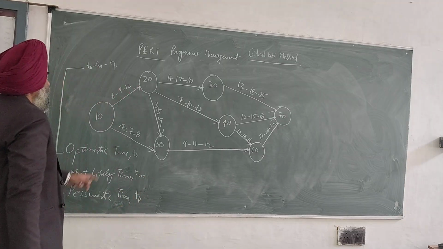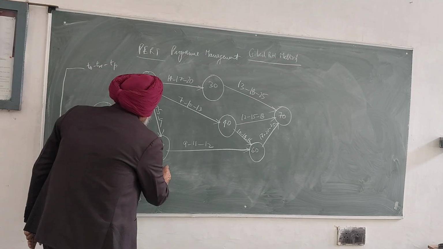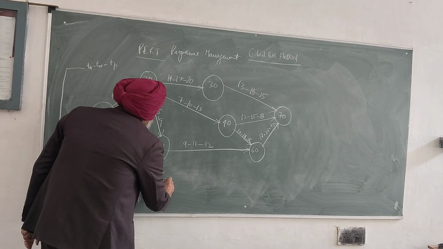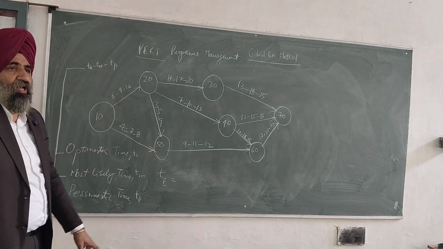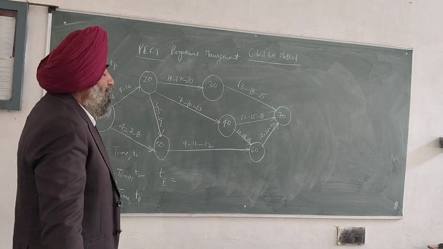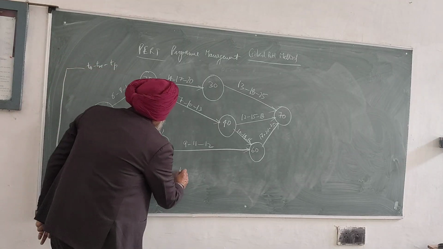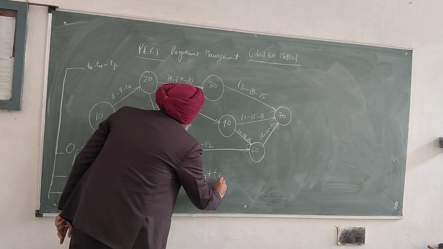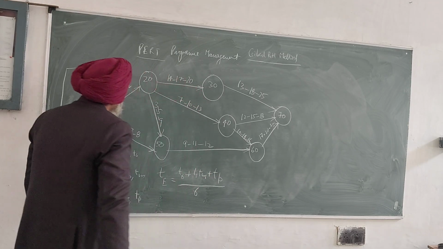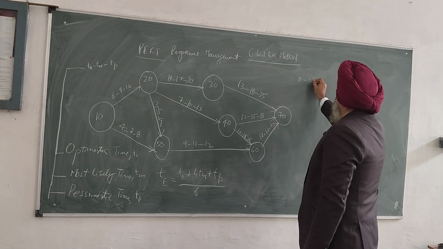So we'll calculate a single time associated with each activity. We already know the formula. What was the formula? TE, the expected time. Out of the 3, we'll calculate one unique value, and only then will we proceed further, considering the optimistic, most likely and pessimistic times. TE equals TO plus 4 times TM plus TP upon 6. Clear? Now I know 10 to 20.